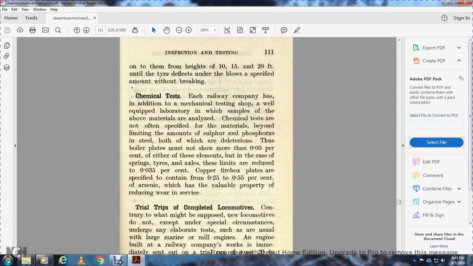Each railway company has an additional mechanical testing shop as well as an equipped laboratory with a sample of the above material to analyze with chemical testing, and not to specify materials beyond the limits amount of sulfur, as the force and the seal of both will deteriorate.